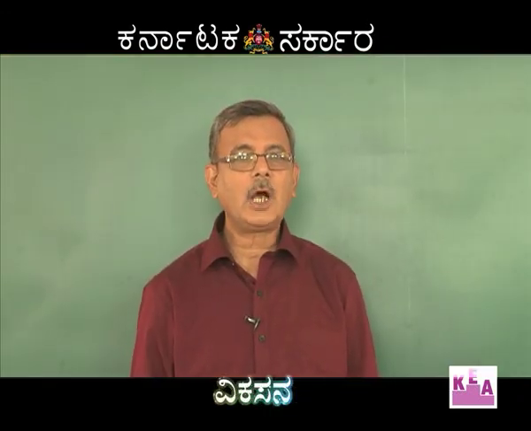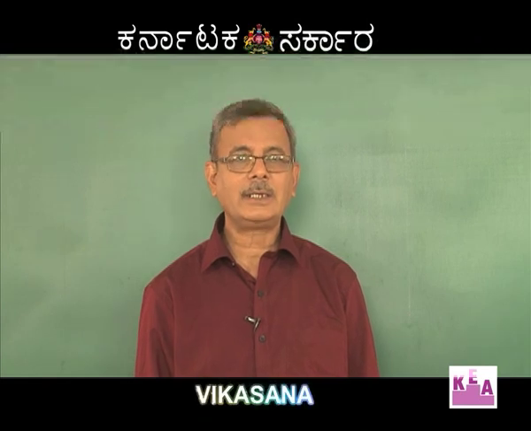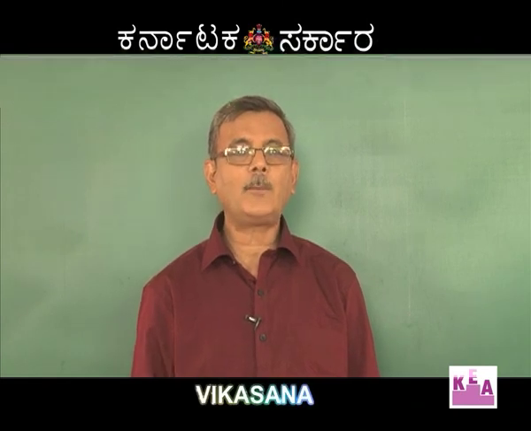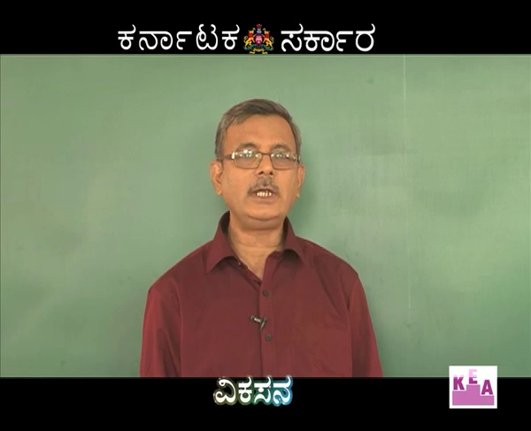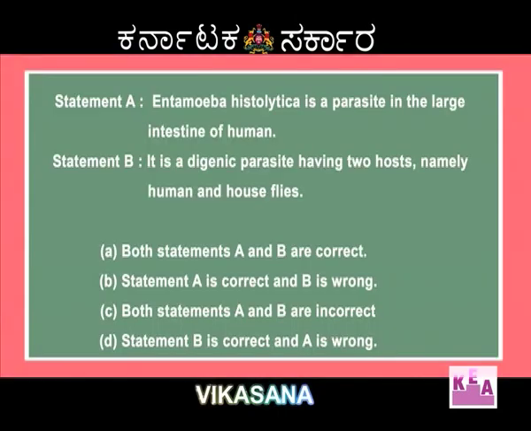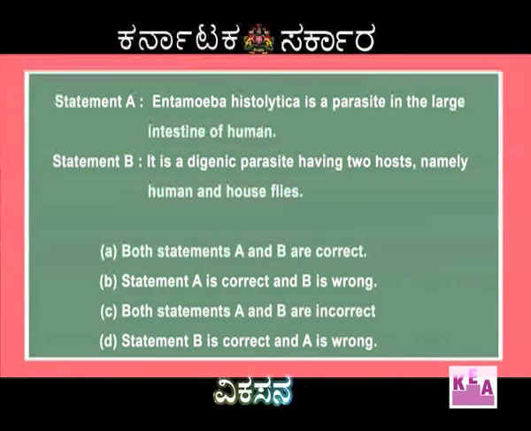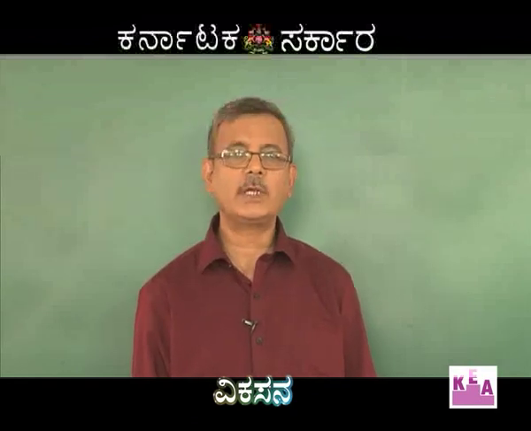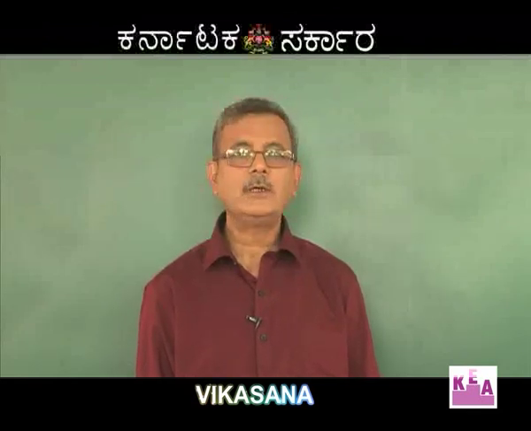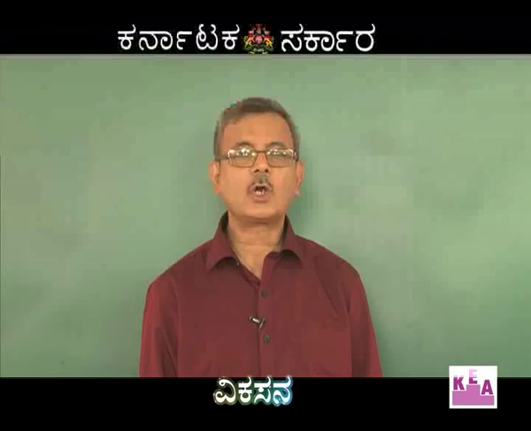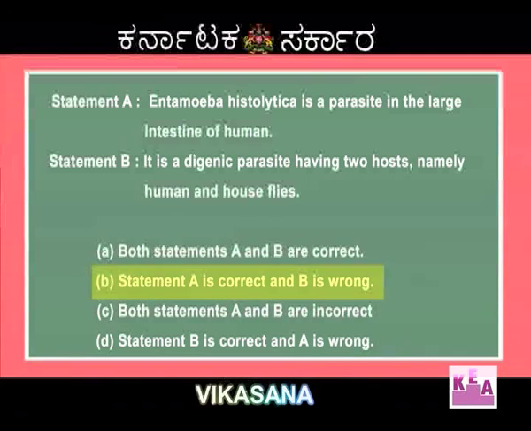Remember, the housefly is a mechanical carrier. Only if a part of the life cycle of a pathogen or a parasite is going to occur, then only that can be considered as a host, and therefore, statement B is incorrect because it has only one host, that is human, whereas housefly is a mechanical carrier. Without housefly also, the disease can spread from one individual to other through contaminated food and water. So, the answer is statement A is correct and B is wrong. Option B is the answer.